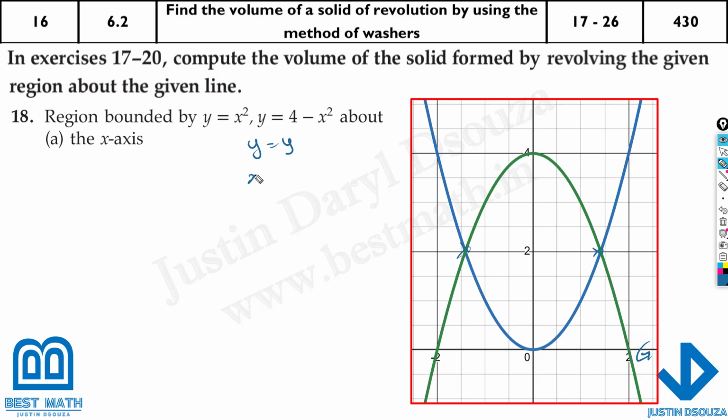And put these two equations. x squared is equal to 4 minus x squared. Take this minus to the other side. It will be x squared plus x squared equals 4. And it's 2x squared is equal to 4.